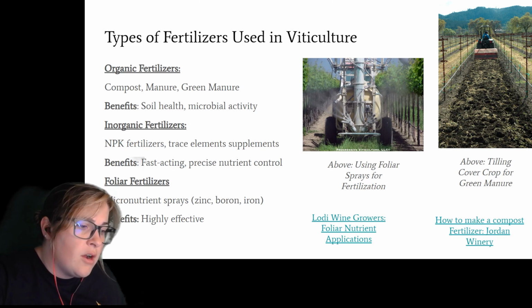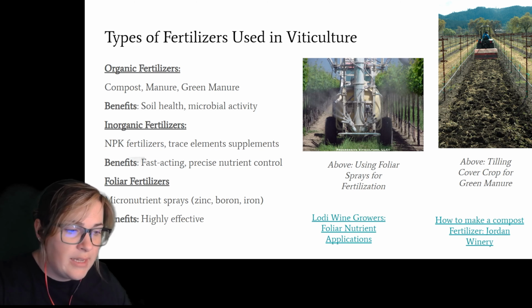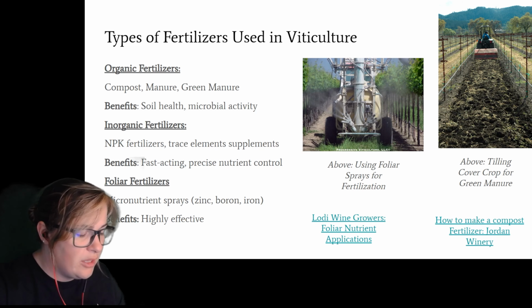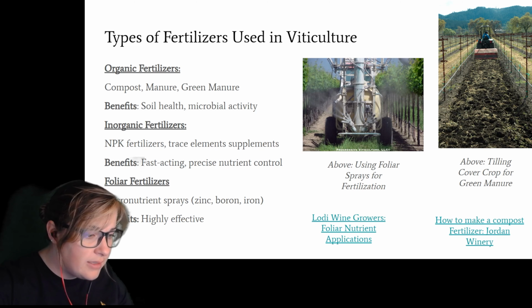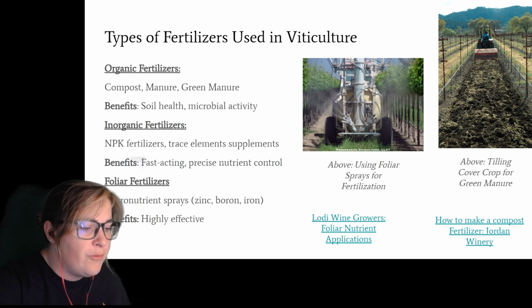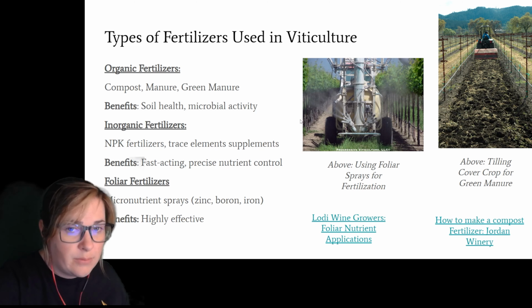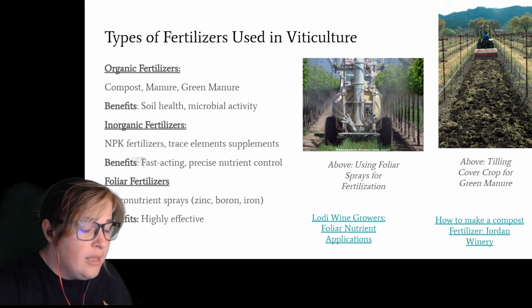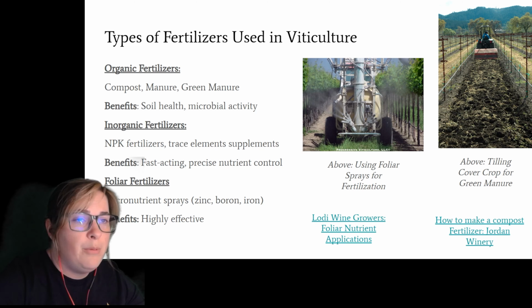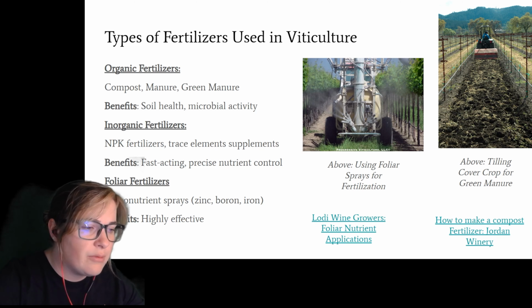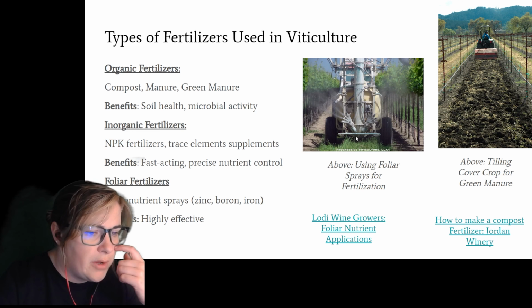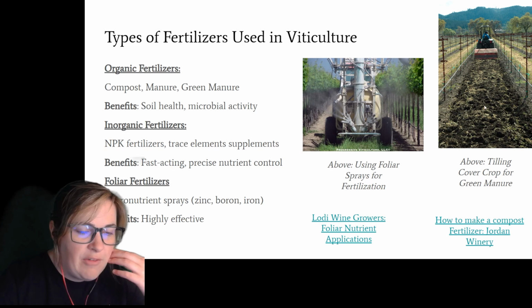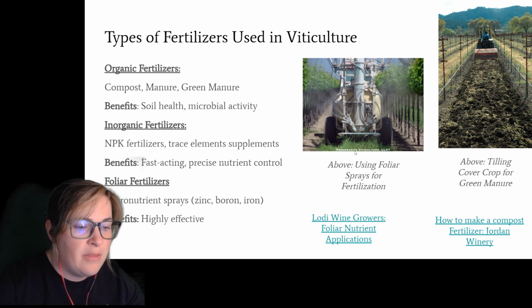Inorganic fertilizers are fast acting and deliver precise nutrient control. So it's like a very literal dose that you put into either the soil or onto the canopy directly, and it's precise. And then foliar fertilizers are also highly effective, right? These are mostly micronutrient sprays, so zinc, boron, iron. These are typically applied before flowering to help with flower set and then berry fertilization and development. Those are very important. And then here we have a picture of green manure for cover crop and then foliar sprays.